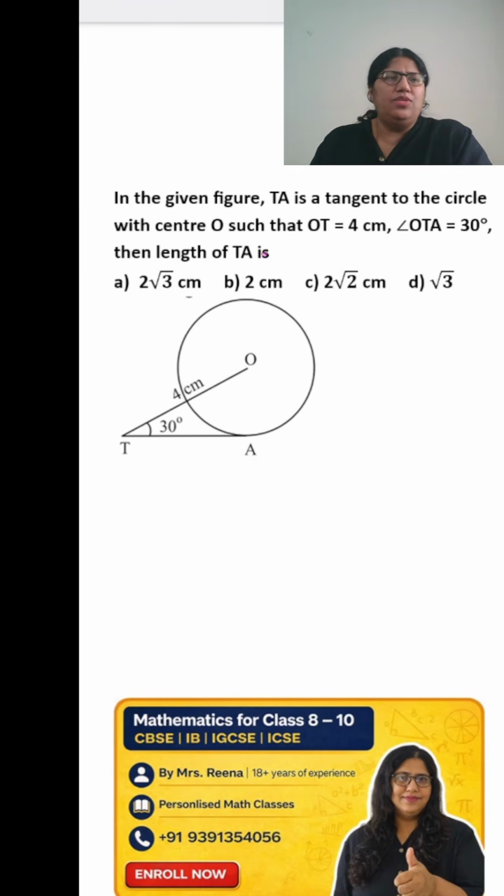This is a circle-based MCQ question. It's given TA is a tangent to the circle with center O, and OT length is given as 4 centimeters. Angle OTA is marked as 30 degrees. We need to find out the length of TA. So first you have to join O to A.